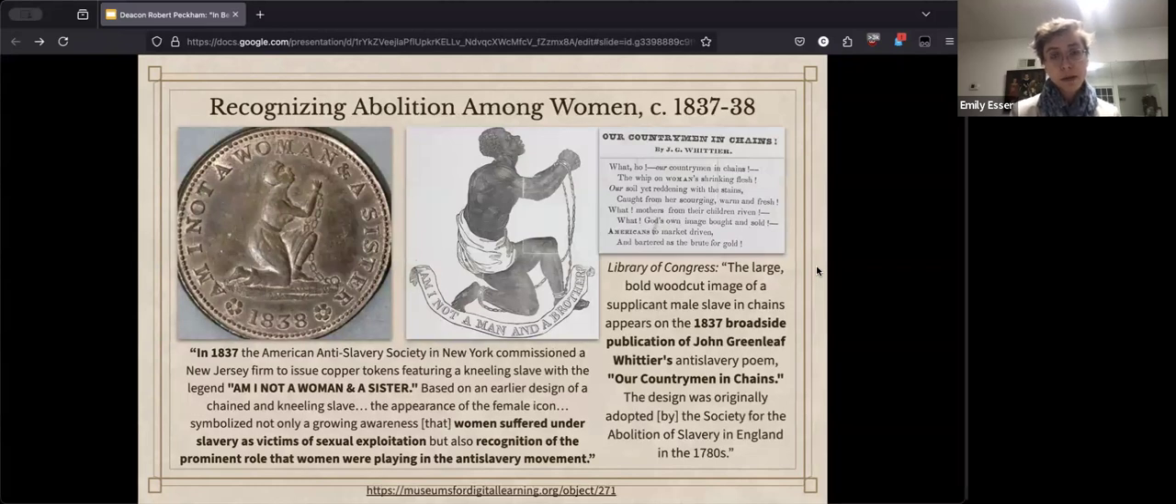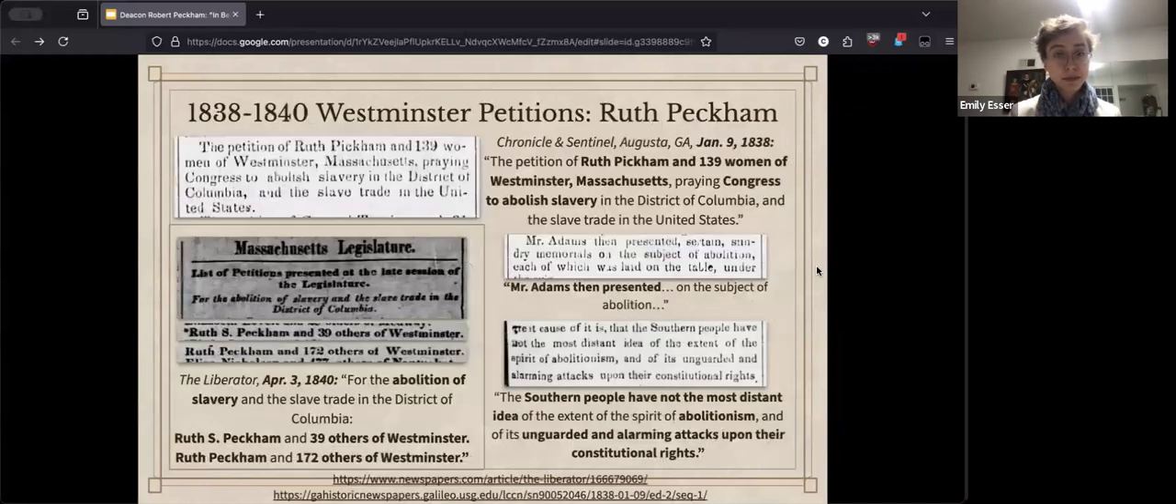Notably, abolition among women was gaining greater recognition at the time. There was imagery being published with a female version of the iconic "Am I not a man and a brother" image of a slave pleading for his freedom that was published alongside Whittier's anti-slavery poem, Our Countrymen in Chains. So little Whittier tidbit there. So here's the female version, "Am I not a woman and a sister?" So this was really gaining ground.